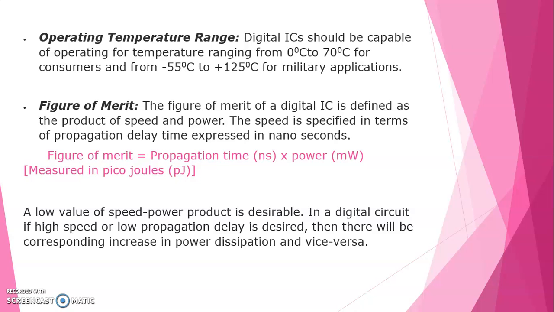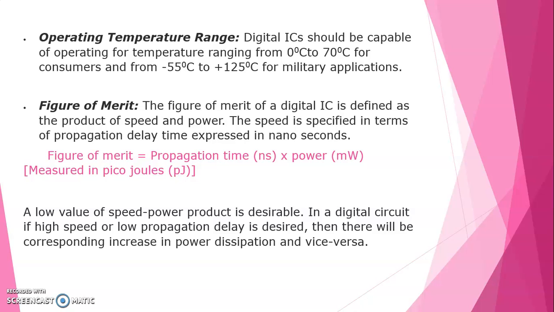Next is the operating temperature range. A digital IC should be capable of operating from 0 degrees Celsius to 70 degrees Celsius for consumer applications, and from minus 55 degrees Celsius to plus 125 degrees Celsius for military applications.